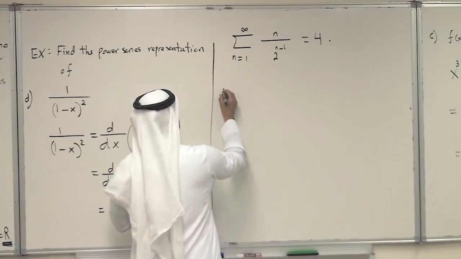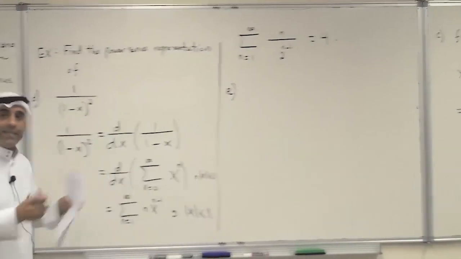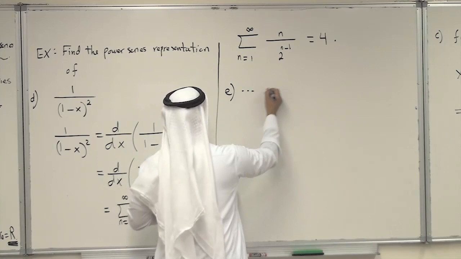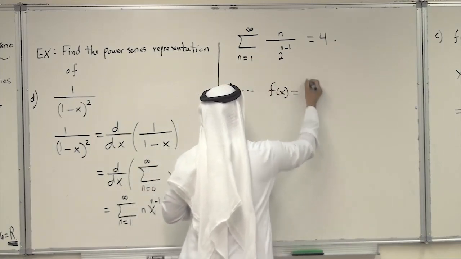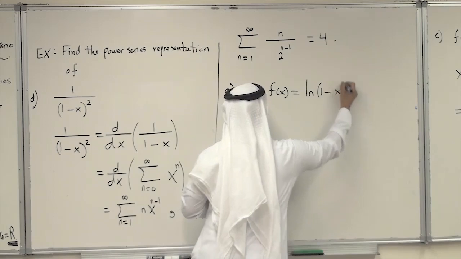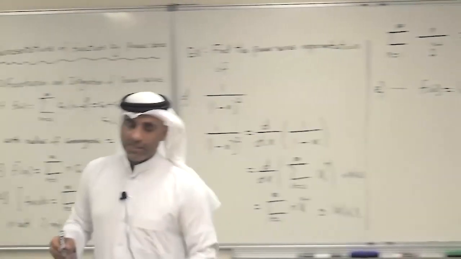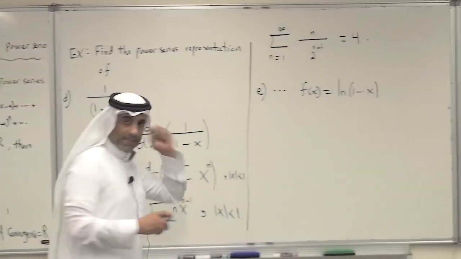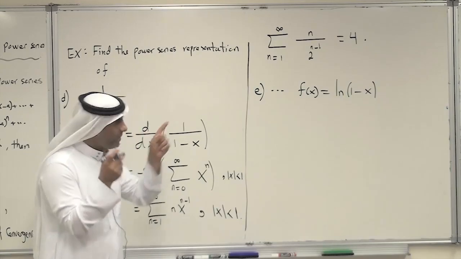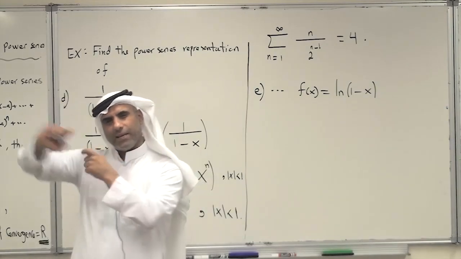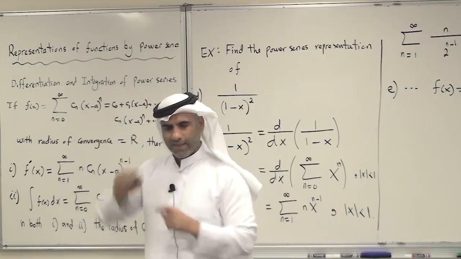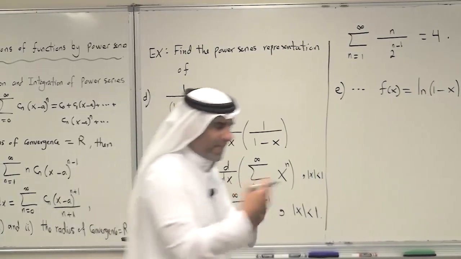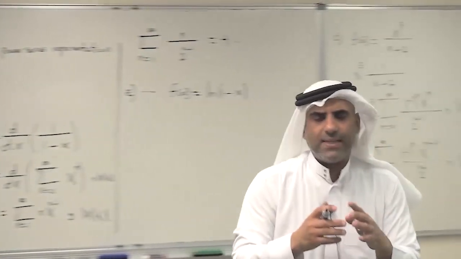Okay, let's consider another function now. Let's add more functions to our list where we can find the representation. Let us discuss this function. Find the power series representation of f of x equal to ln of 1 minus x. This is the function I raised before. How to get the representation of ln of 1 minus x? I need to ask myself, is it a rational function so that I can link it to the geometric series 1 over 1 minus x? The answer is no. Is it the derivative of a rational function that can be linked with 1 over 1 minus x? The answer is no.